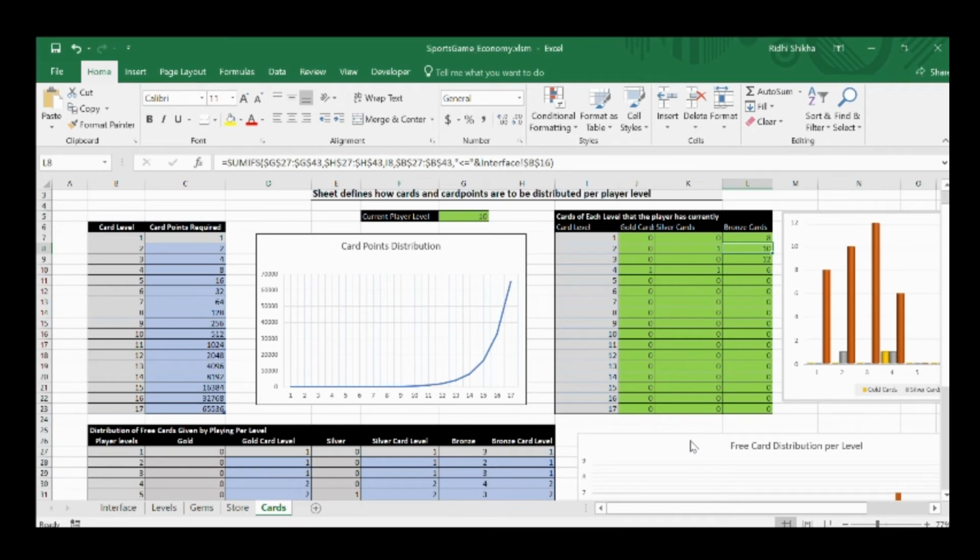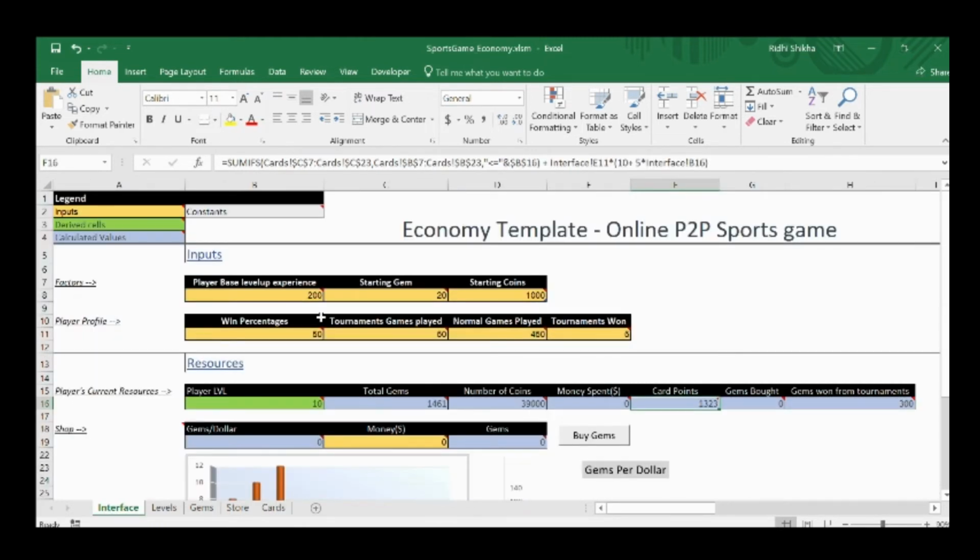This is the economy of a sports game that we have developed. I have developed the cards tab, and I'm going to show how this cards tab works and how the economy can be used for any sports, any card-based games. At first, we have the interface, and here, according to the player level, we are calculating the card points.